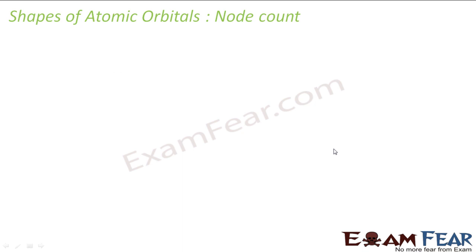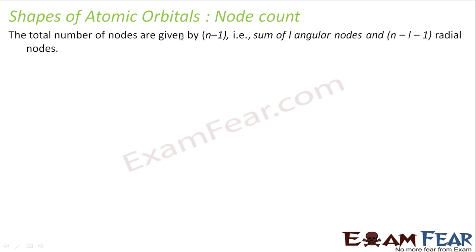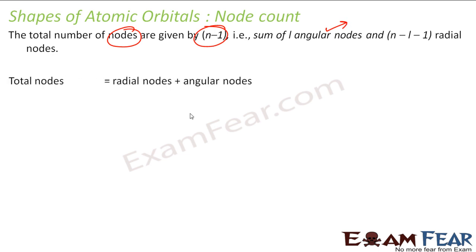Let's check the node count once again. The total number of nodes is given by n minus 1, which is nothing but the sum of angular nodes and radial nodes. Let's see how we got this. The total number of nodes is the radial nodes plus angular nodes, right? The radial nodes are n minus l minus 1 and the angular nodes are l. If you add these two, you get n minus 1. So the total number of nodes is n minus 1 for a given shell. Correct?